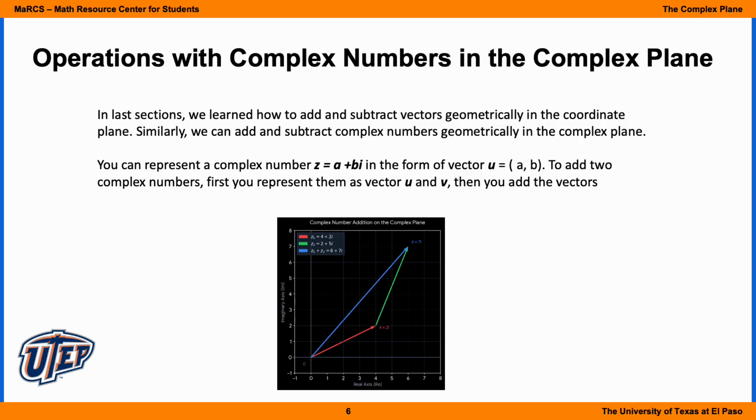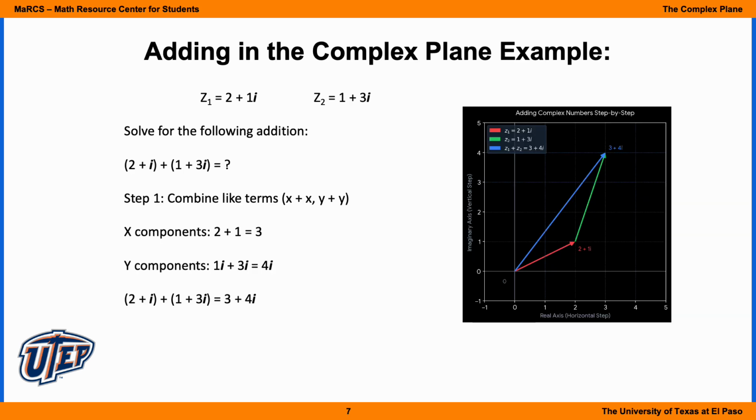So in previous recordings, you learned how to add and subtract vectors geometrically in the coordinate plane. Similarly, we can add and subtract complex numbers geometrically in the complex plane. First, you can represent your complex number in the vector form with the components a and b. And then to add two complex numbers, you can represent the other one in its vector form, and then you can add their components.